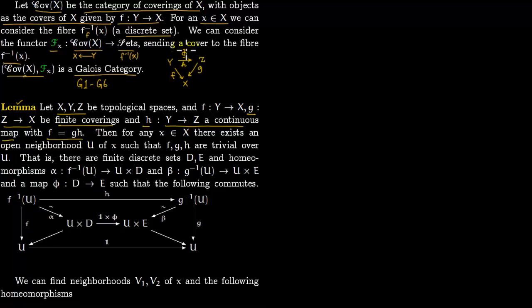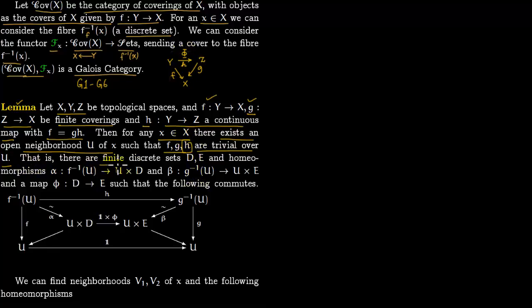What we want to do is construct this map phi, which will take the discrete set associated with covering Y to the discrete set associated with covering Z. Then for any X in this space X, there exists an open neighborhood U of X such that F, G, H are trivial over U. That is the definition of a covering space. For F and G, this will just follow from the definition of the covering space. What we need to do is something for H. That is precisely what this phi is going to be. So they are trivial over U.